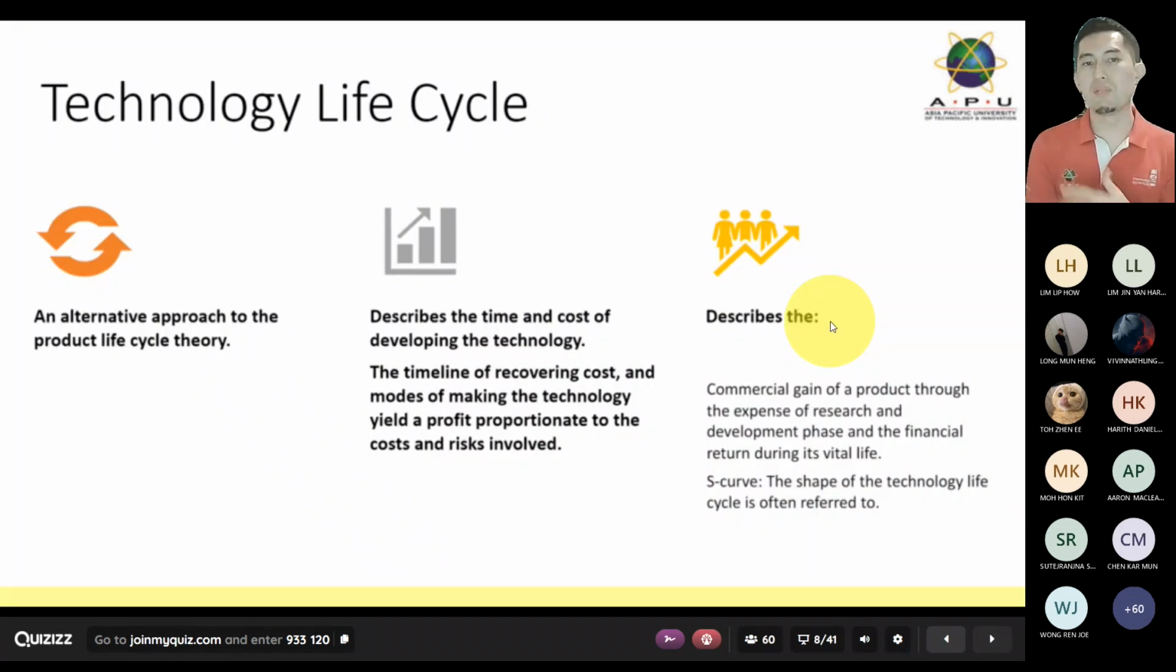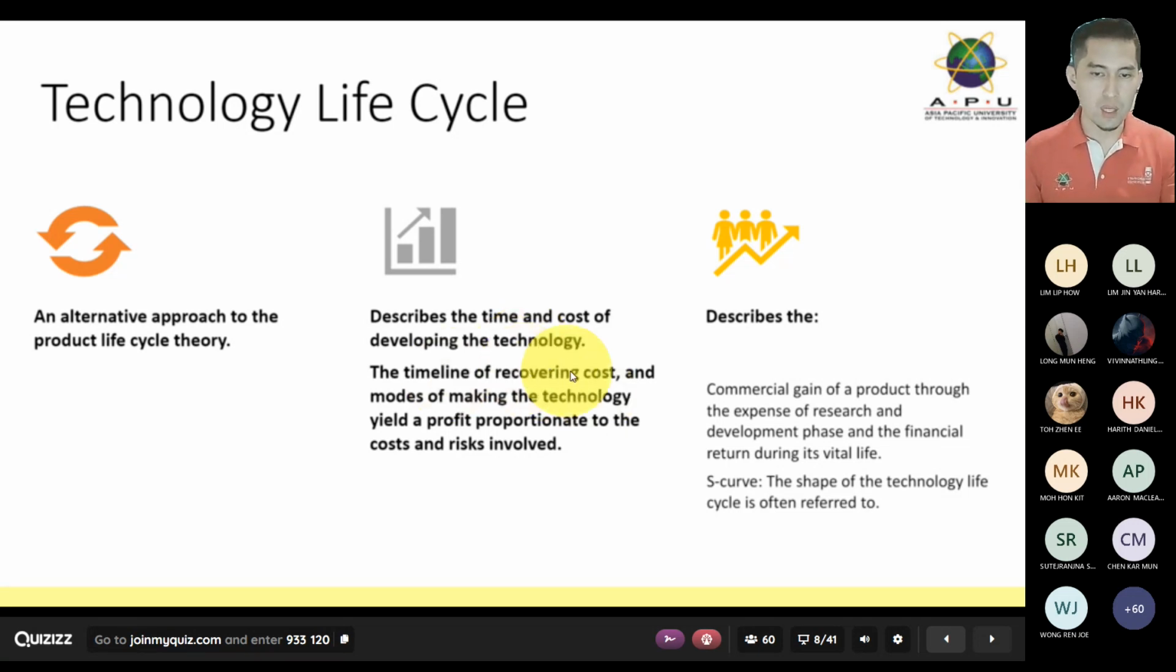So organizations are definitely interested in technology life cycles. The first point here says it's basically an alternative to the product life cycle theory, right? Product life cycle theories will go along very similar processes that you will see after this. They describe the time and cost of developing the technology, and that's why some evaluation of the performance of the technology will be looked into. If the technology cannot perform any better, then it's telling the organization that the time and costs you invest will also need to change accordingly, right?